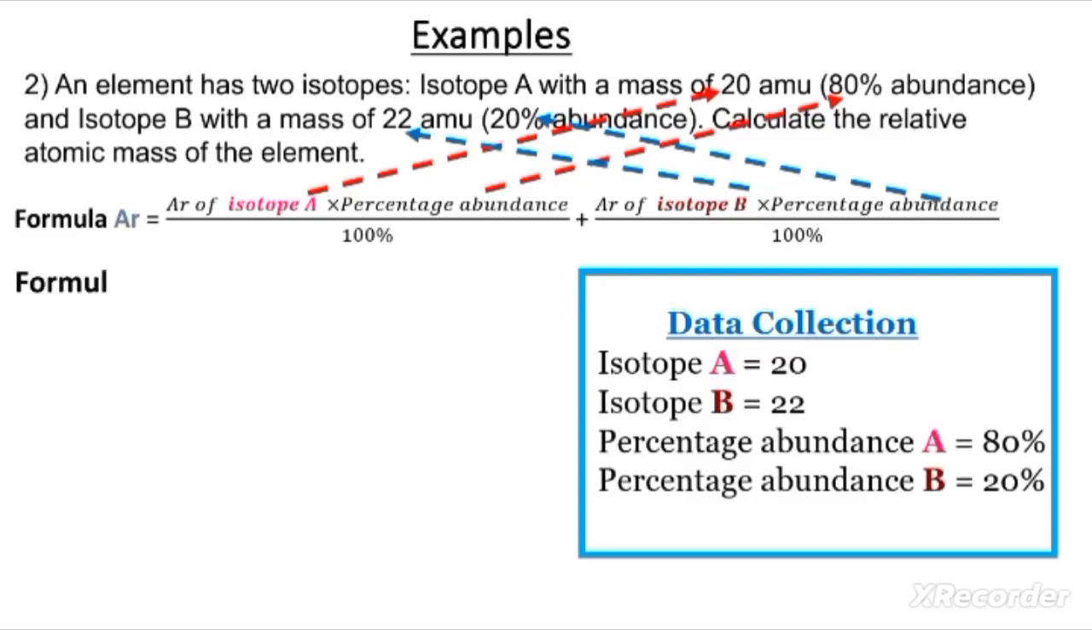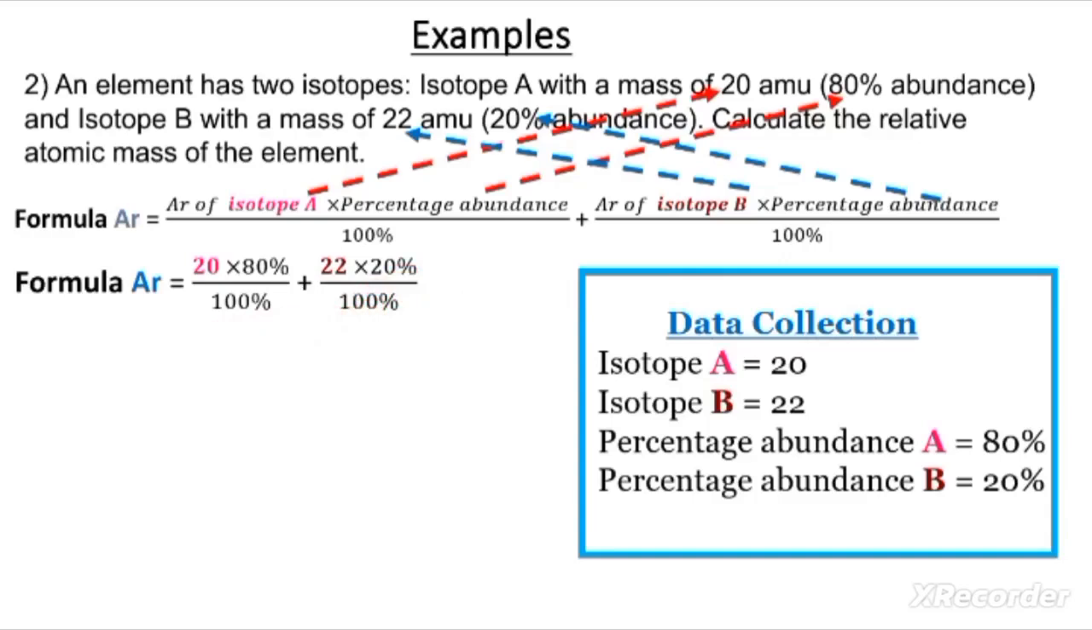So the atomic mass is equal to 20 times, so where there is isotope A, we have written 20. Where there is a percentage abundance, we have written 80% over 100. Where there is isotope B, we have written 22. Where there is percentage abundance of B, we have written 20% divided by 100.